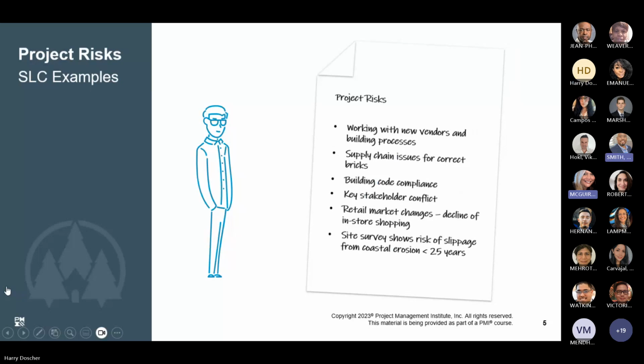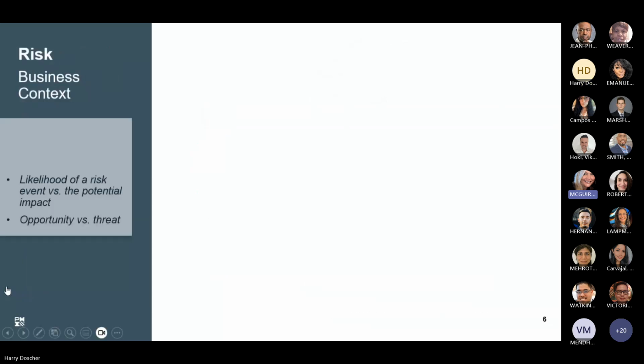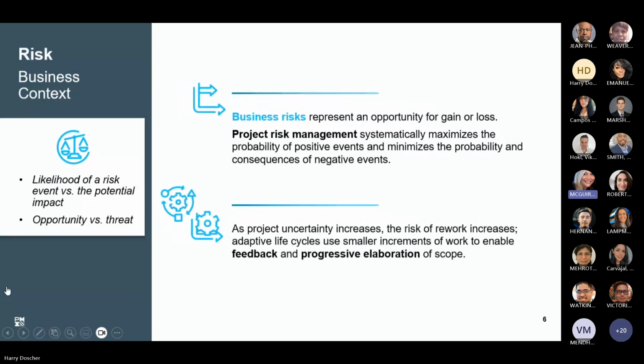From the case study that we have, some of the project risks that were identified: we're working with new vendors and building processes, supply chain issues for correct bricks, building code compliance, and a couple others in here, plus the one that I really like: the site survey shows there's a risk of slippage from coastal erosion in less than 25 years. I mean, to me, that is a big risk.